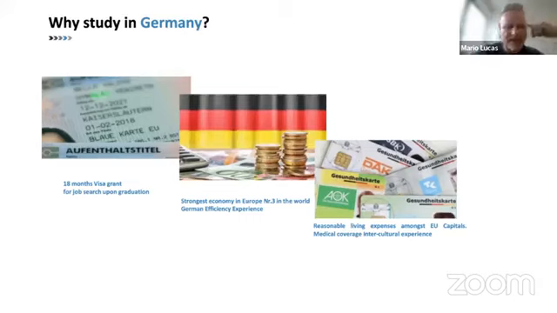in Germany. So you will get, after you have applied successfully, an 18 months visa grant for job search upon graduation. That means after you successfully got your degree and finished your degree, you will get an 18-month visa grant. So then you are studying in a country that has a very strong economy, which is Europe's number 3 in the world.